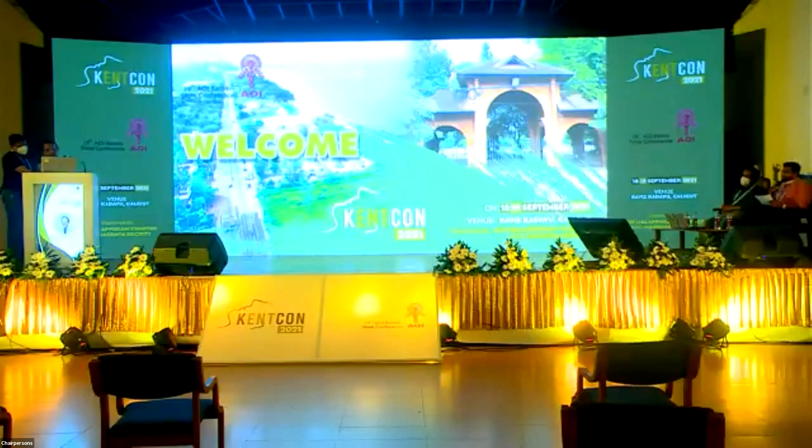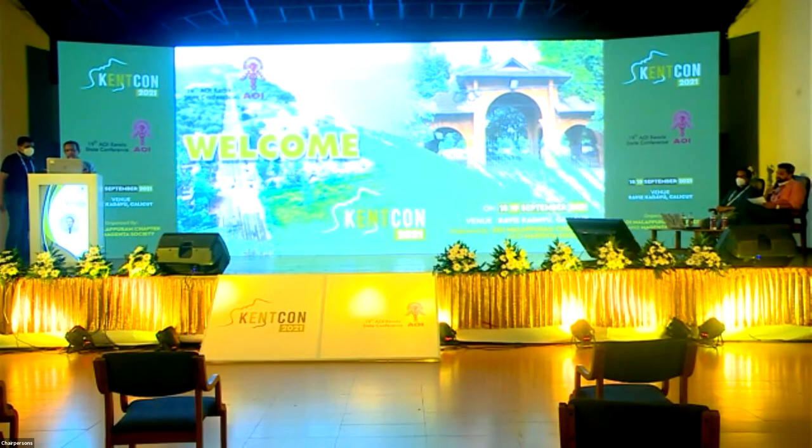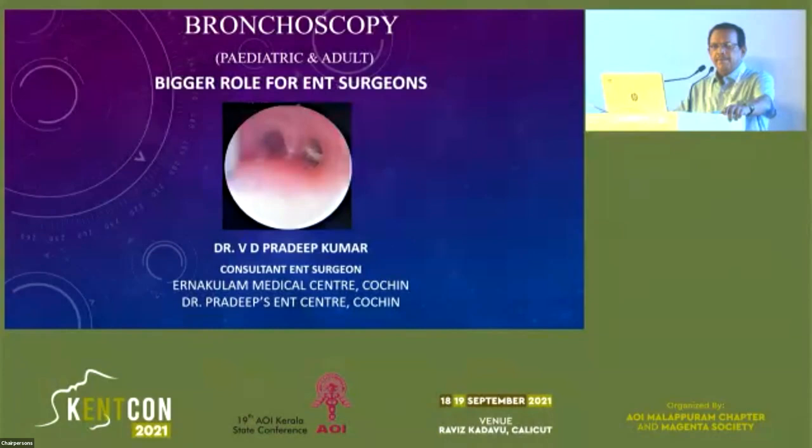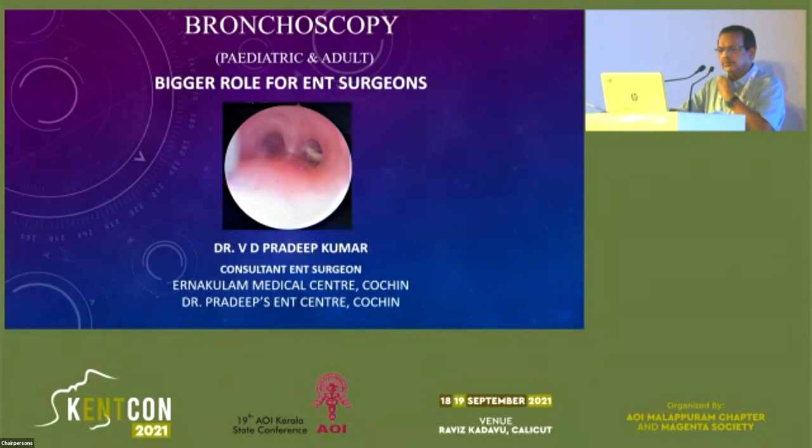Dr. Pradeep Kumar is a senior ENT surgeon who did his MBBS from Calicut Medical College as a 15th batch student. He completed his MS ENT from Baroda University in 1983. Now he is practicing at Ernakulam Medical Center, Cochin. He has been the founder secretary of AOI Cochin and then became president. He was secretary of the CSOM Society of Cochin. He has vast experience in bronchoscopy for more than 15 years. We invite you, sir, to enlighten us with your experiences.